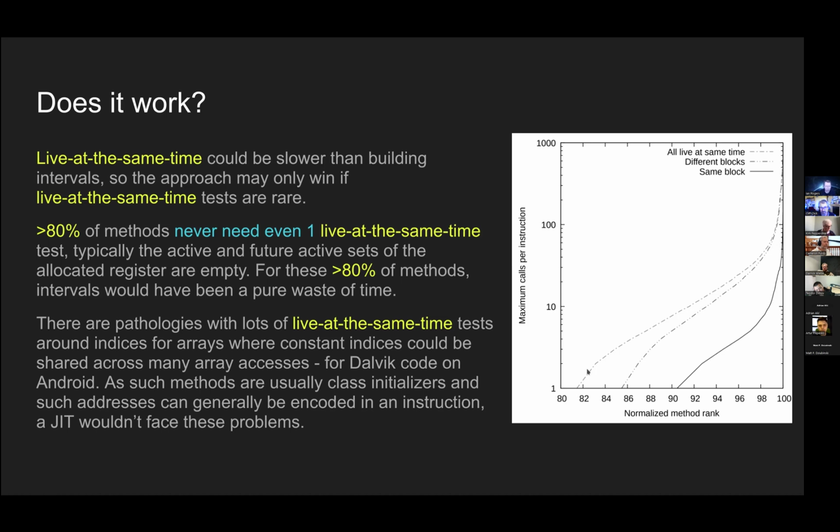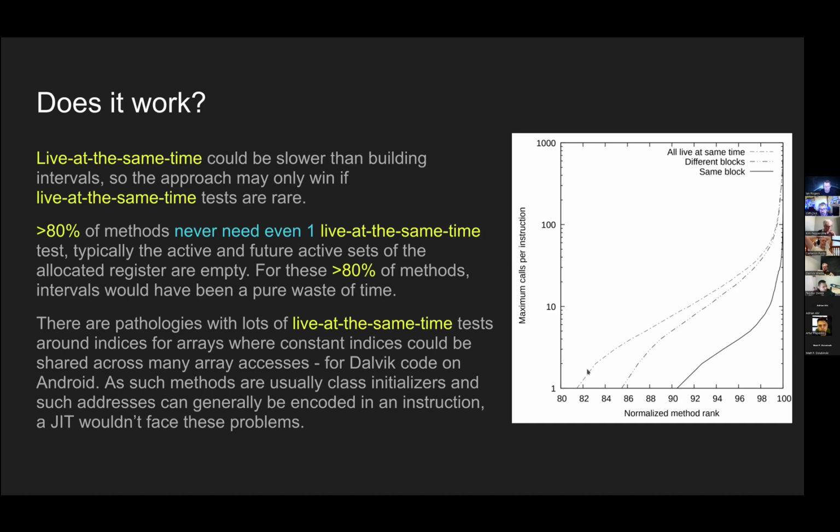So we've got how many times live at the same time was asked, and that's the left-hand curve. When we get up to 100% of methods, we've had some outliers, and so we've had many calls to live at the same time. I've broken apart when it's done for different blocks or within the same block. When it's between two different basic blocks, you can basically ask, is this value live into that basic block? And if it's not live into it, then there's no way they can be live at the same time if it's not live out. All of the rules are written down in the paper. There's a bunch of them, but it's not egregious.